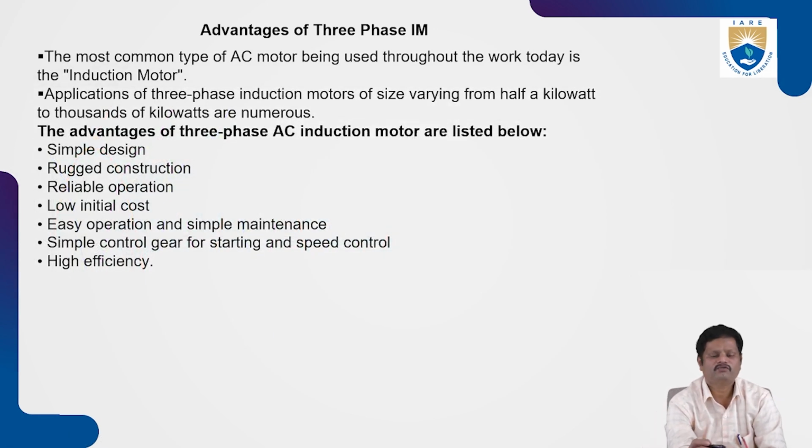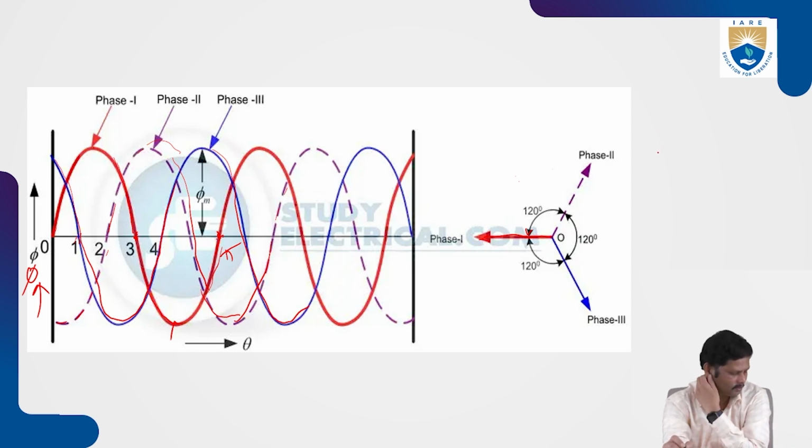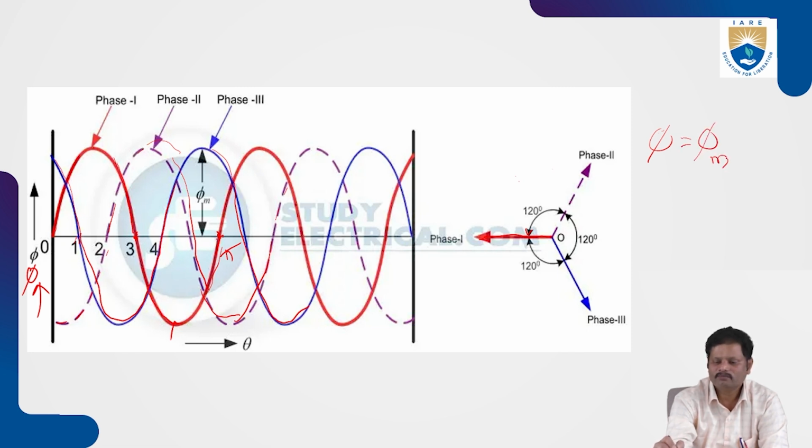and advantages of three-phase induction motors. Okay, we'll see advantages. Before that, we need to write the flux produced in. So here EMF E1, phi, the generalized equation for a sinusoidal waveform, is phi equal to phi m sin omega t, or phi m sin theta.